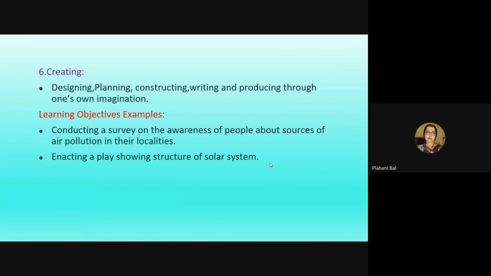Next, the higher step is creating: designing, planning, constructing, writing, and producing through one's own imagination. That is your creating part. Examples are conducting a survey on the awareness of people about sources of air pollution in their localities. You are teaching air pollution, but we generally do not reach the creating part. Air pollution is in science teaching. So this example we will also take while we discuss the shift in the pedagogical process.